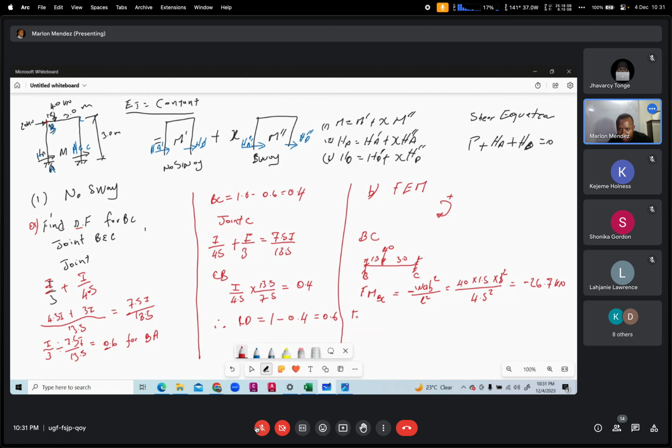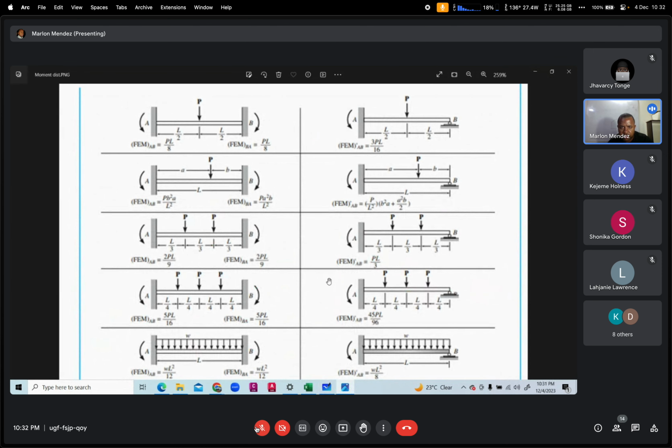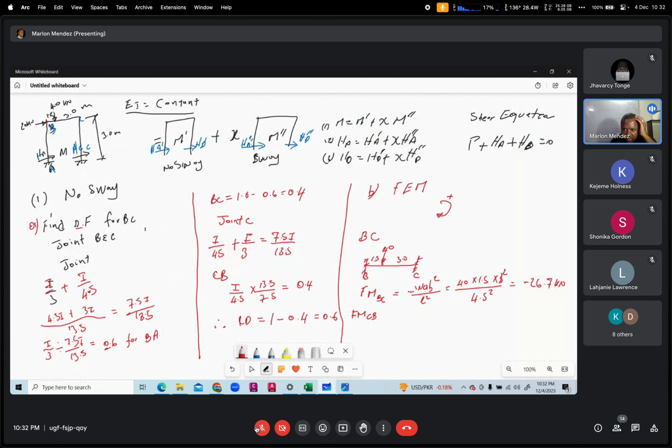The fixed end moment for what? This is the fixed end moment for CB because we're now moving from right to left. So let us go back to this. You see this? This is clockwise, so this is positive. This is negative because it's anti-clockwise. And that is why we put in a negative value there.